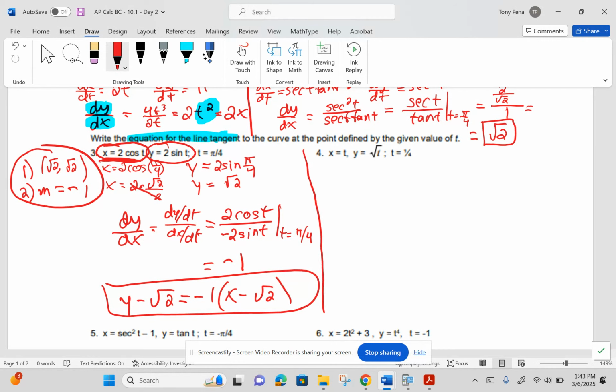Okay, we'll do one more of these. We don't need to do 4 of them. So we'll do 4, and then we'll go to the back. Same process, though. We're going to write the equation for your line tangent. Always means you need a point and the slope at that point, which is, again, the dy dx. Oh, you can't see that on yours, can you?